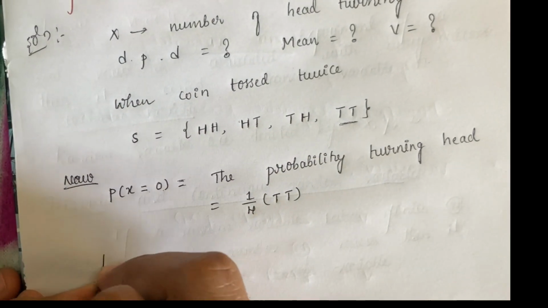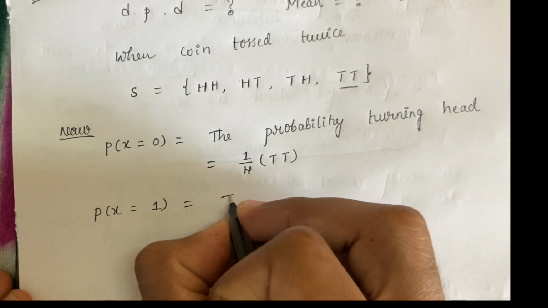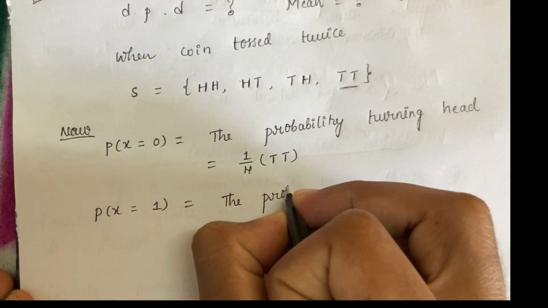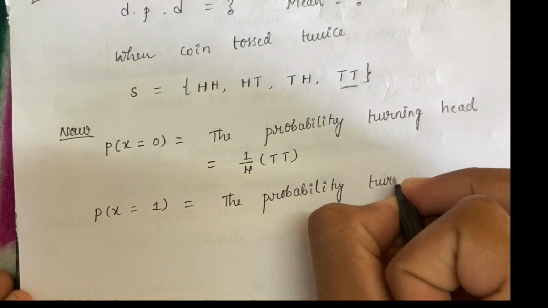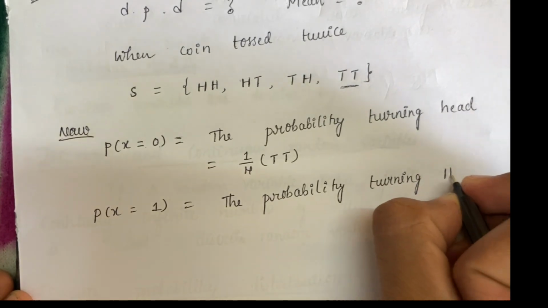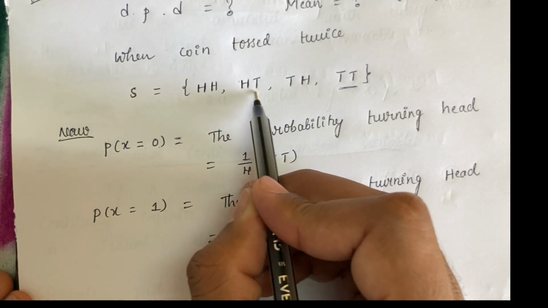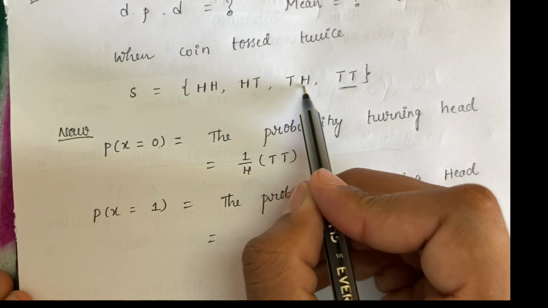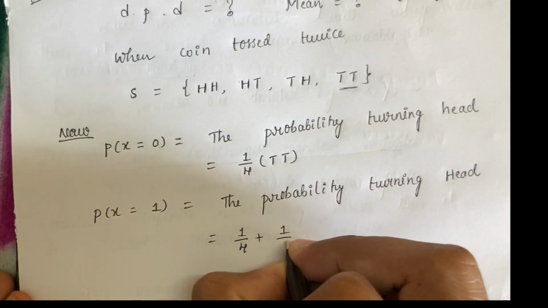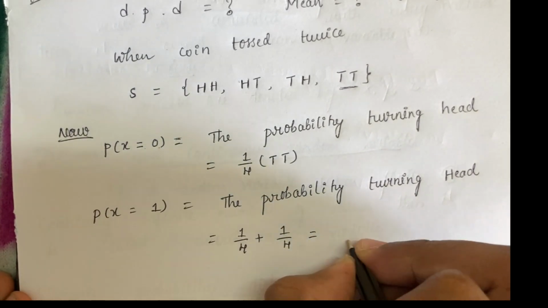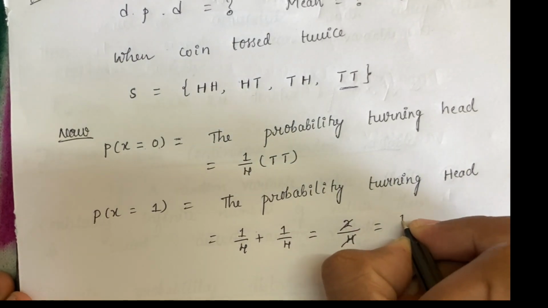Similarly, if x is equal to 1, the probability of turning head: here there are 2 possibilities, right? Here 1, here also turning head 1 time, and here also turning head 1 time. So can I take 1 divided by 4 plus 1 divided by 4, then take LCM as 4, then 1 plus 1 is 2, then what will we get? 2 1s are 2, 2 2s are 4, you will get 1 by 2.